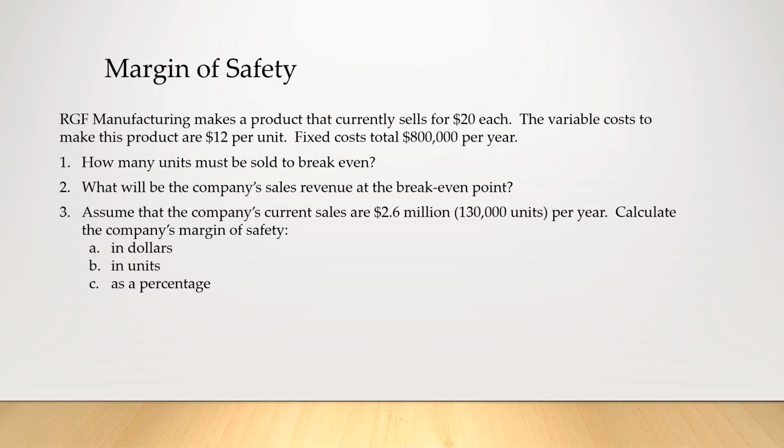Turn to page 8. RGF Manufacturing makes a product that currently sells for $20 each. The variable costs to make this product are $12 per unit. Fixed costs total $800,000 per year. Take a moment and try to solve items 1 and 2 on your own. Number 1. How many units must be sold to break even?